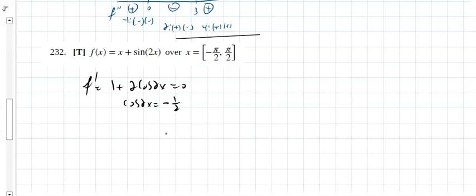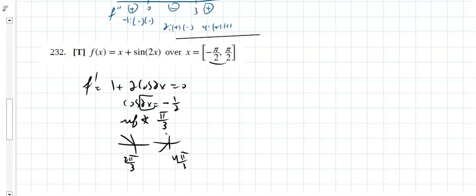Well, that's a reference angle of pi over 3. And cosine is negative in quadrants 2 and 3. So that would be 2 pi over 3, or 4 pi over 3, plus 2 pi k, then limiting the domain. So if I set the angle, which is 2x, equal to that, I'll get x to equal, okay, plus 2 pi k.